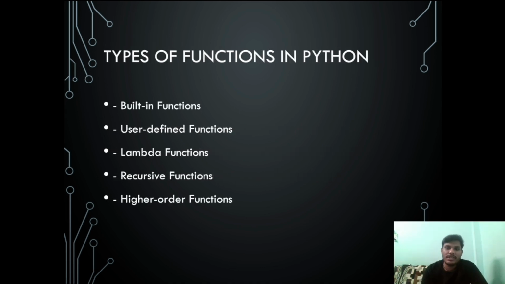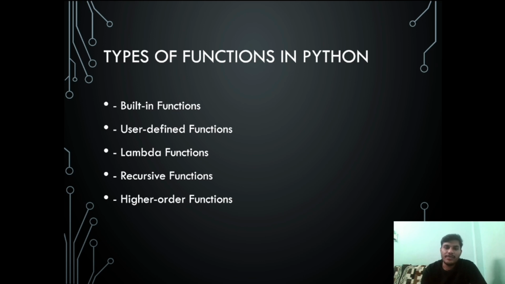Next, we have types of function in Python. Python supports several types of function. Built-in functions like print and len, and user-defined functions which we can create ourselves, and lambda functions which are anonymous, inline functions. Recursive functions which call themselves, and higher-order functions which take other functions as input or return them.